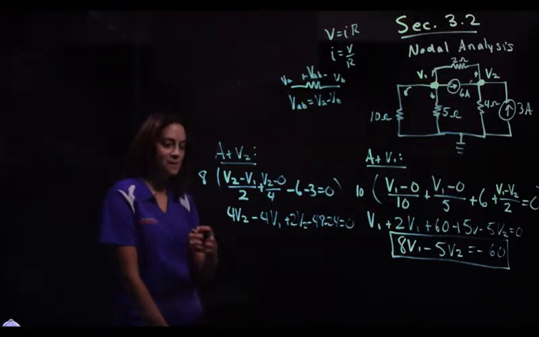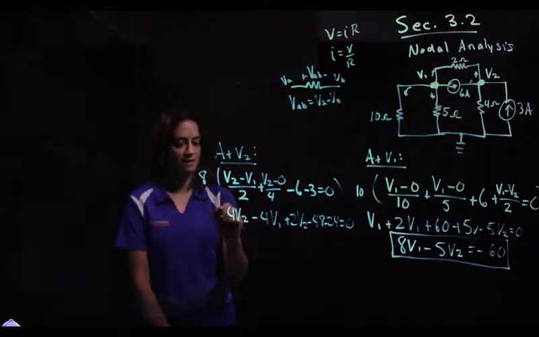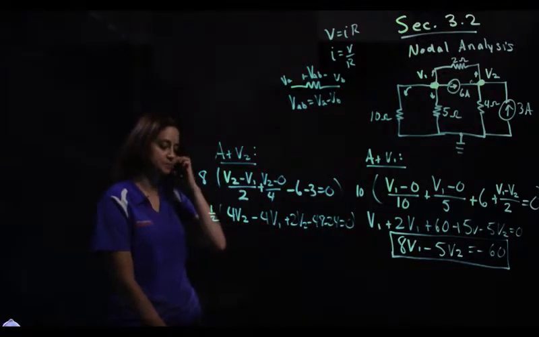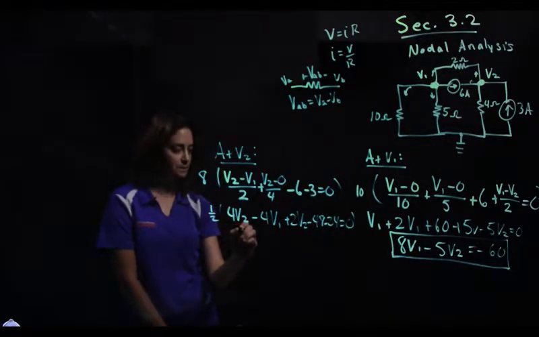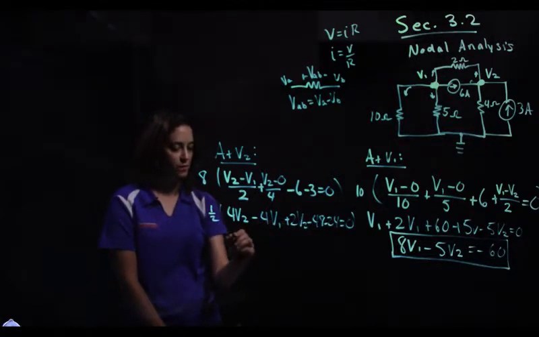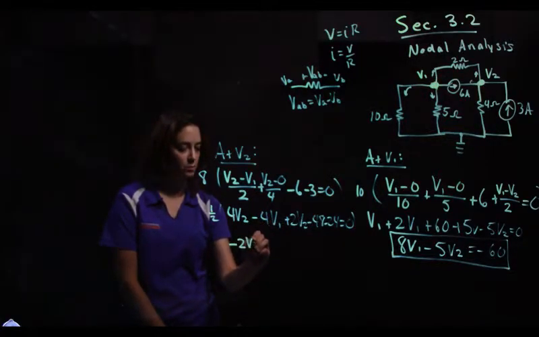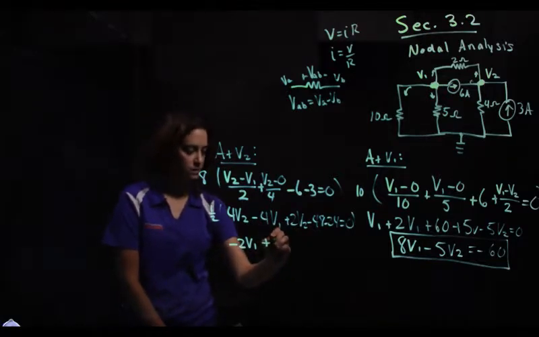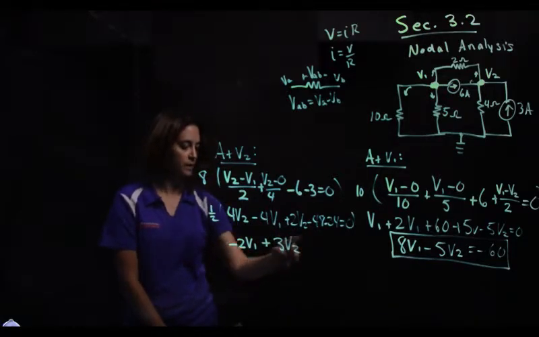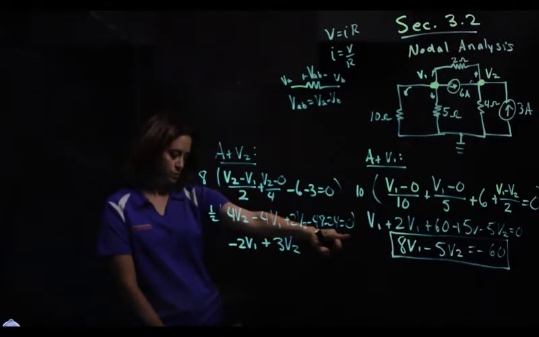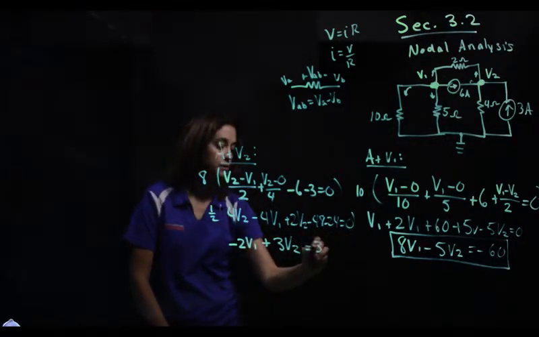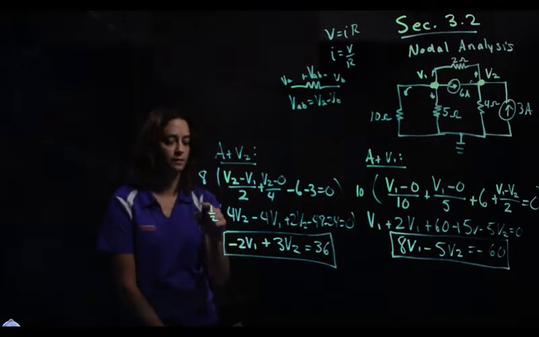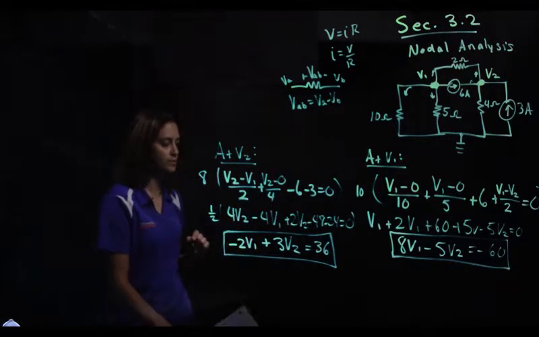Okay, so let's go ahead and divide 2 out of this because that was not necessary. And I'm going to write my V1 first. Minus 2V1, this is 6 divided by 2, so plus 3V2. 48 and 24, move it over there, divide by 2, 36. So that was just a little algebra error on my part. I should have just multiplied by 4.